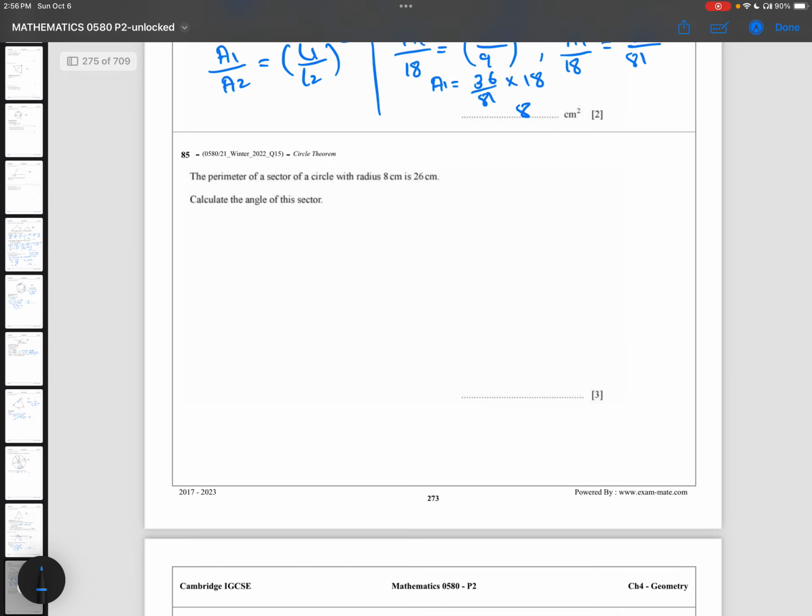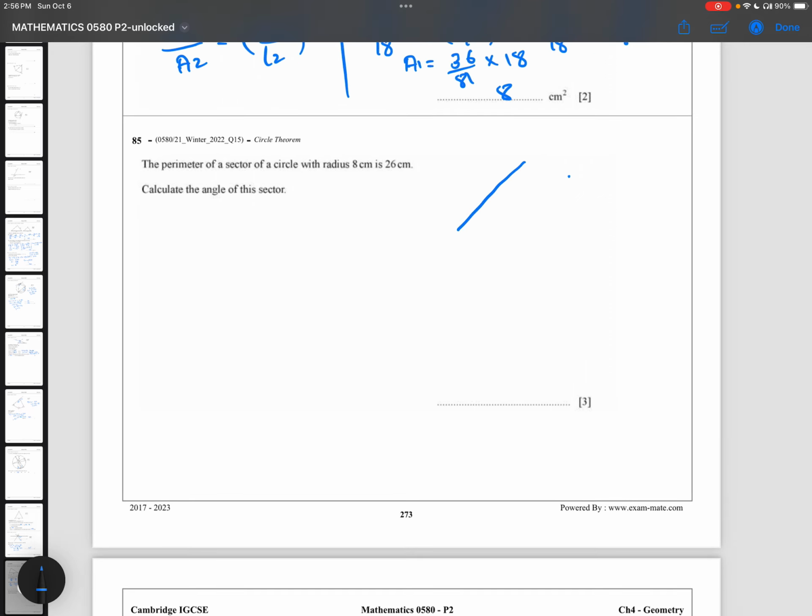In question number 85, we have been given the perimeter of a sector of a circle with radius 8 centimeters, 26 centimeter. We have to calculate the angle of the sector. So let me draw the sector of a circle, and this radius is 8 and perimeter is 26. So from this given information, I can calculate my arc length. That will be equal to, the whole perimeter is 26. So if I subtract these radiuses 8 and 8 from 26, I will be getting arc length.